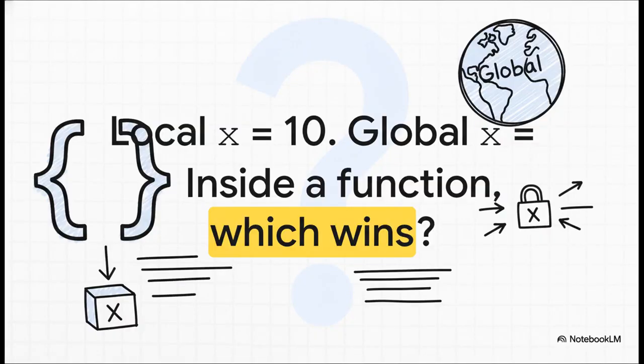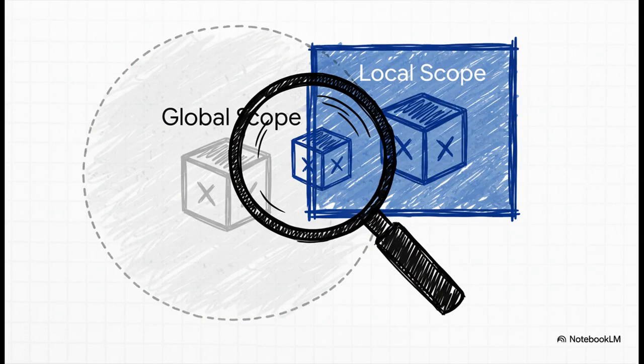Okay, pop quiz time. Let's say we have a global variable, we'll call it x, and it's equal to 5. But then, inside a function, you declare another variable, also named x, and set it to 10. So when you're inside that function and you try to use x, what value do you get? Is it the global 5 or the local 10? What do you think? If you said 10, you are correct.